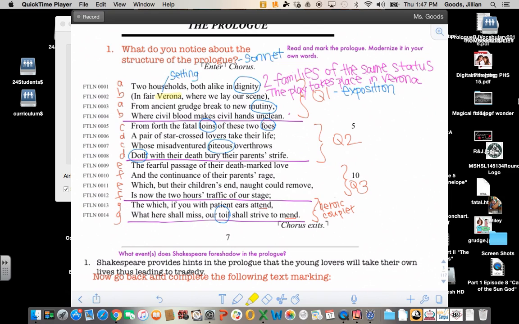All right, some of the things that I saw that were pretty vivid were the words blood, death marked, love, fatal. Those terms all really stick out to me and show me that there's going to be some tragedy within this play. So right here where it says civil blood makes civil hands unclean, from forth the fatal loins of these 2 foes. They have this love, but it's a death-marked love. And I think that's pretty strong imagery right there. And that they're going to bury their parents' strife with this death or this tragedy. So all of those really stand out to me as being strong images.